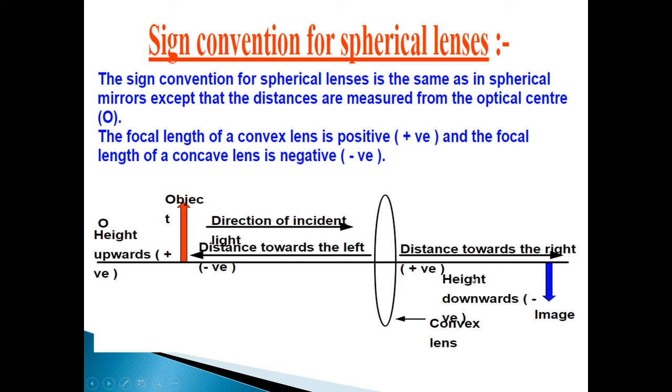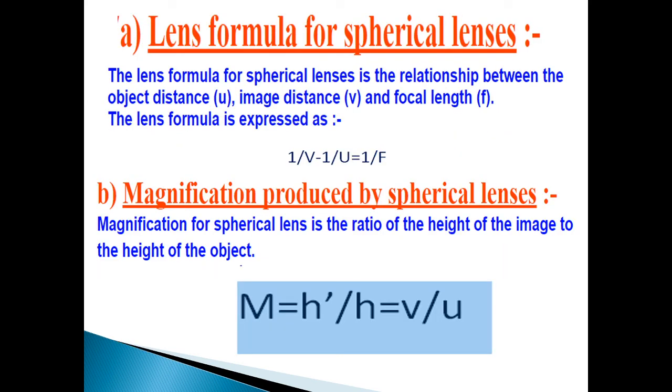So if you see this, whatever distance is taken on the left-hand side is taken as negative and on the right-hand side is taken as positive. So the focal length of a convex lens will be positive and the focal length of a concave lens will be negative. Lens formula for spherical lenses: the formula is 1/v - 1/u = 1/f, where f is the focal length, u is the object distance, and v is the image distance.